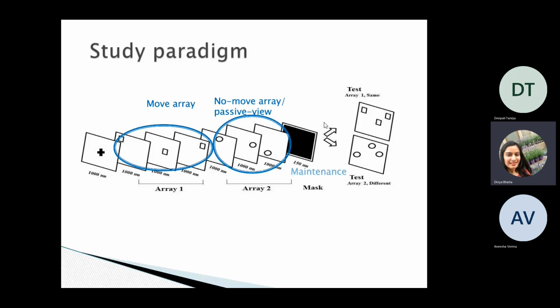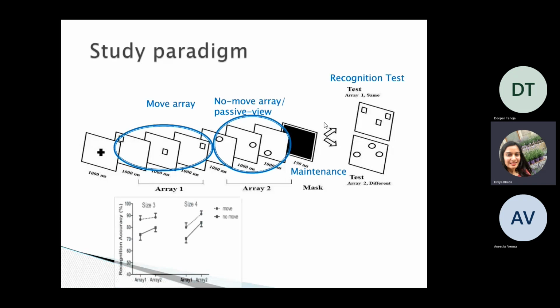Now let's have a look at the results. This is the move array, just to give you a better view. This is the no-move array. Here we had a mask or maintenance phase of 150 milliseconds, and here we had the recognition test, which lasted about 5 seconds, or ended earlier if they pressed the key earlier, and then the second trial begins. Like this, we had about 96 trials with different counterbalancing conditions.